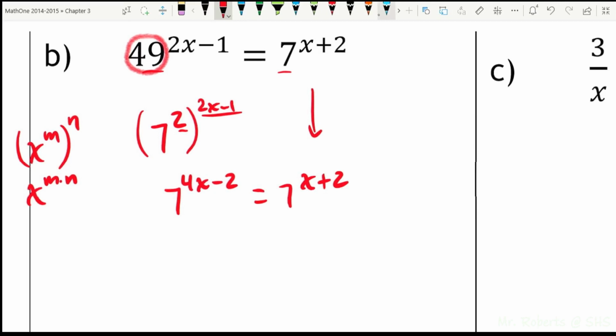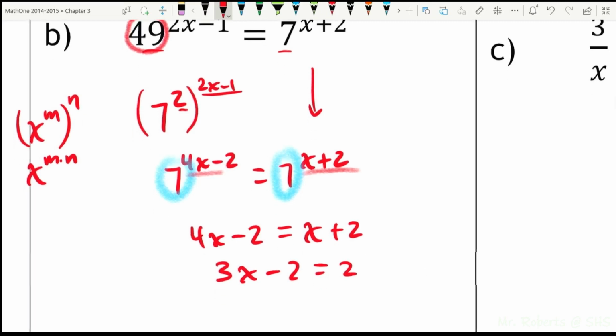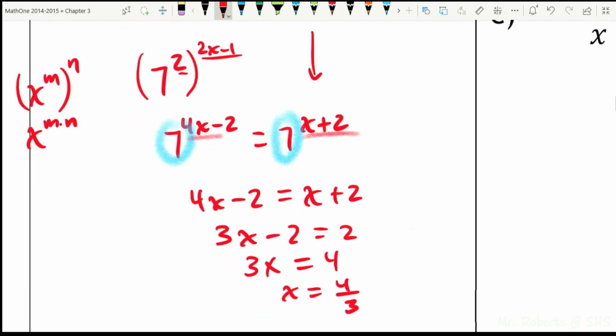Now, because my bases are both the number 7, this is 7 raised to something, 7 raised to a number. The only way that's true is if these exponents are equal to each other. So our strategy now is to set the exponents equal, right? So I'm going to say 4x minus 2 must be the same thing as x plus 2. Therefore, 3x minus 2 must be the same thing as 2. Therefore, 3x must be the same thing as 4. So x has to be 4/3. That's what x is. It's 4/3.